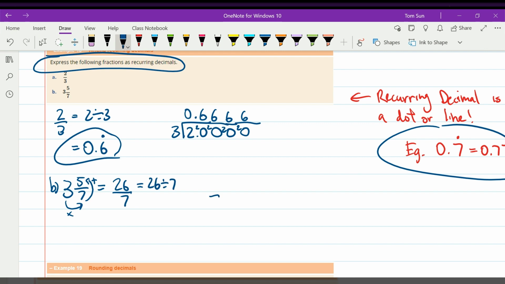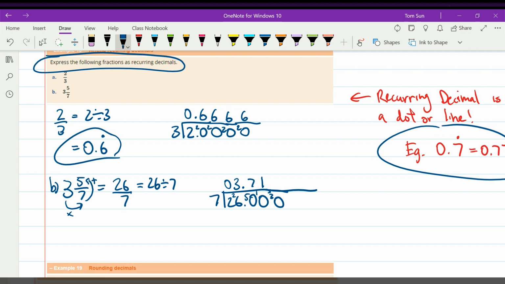7 is the divisor, so 7 goes on the outside, 26 goes on the inside. 7 goes into 2 none times, or 0 times, with the remainder of 2. 7 goes into 26 3 times, I believe, with a remainder of 5 here. So 7 goes into 50 7 times with a remainder of 1. 7 goes into 10 once with a remainder of 3. Keep going. You notice we can keep going, but we haven't seen a pattern yet.